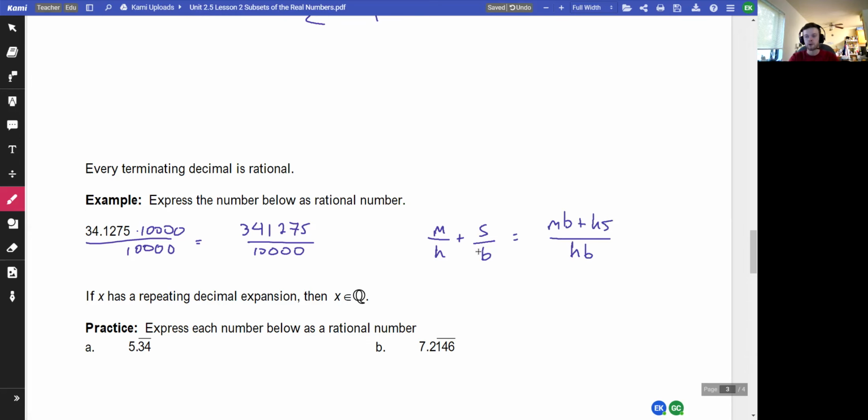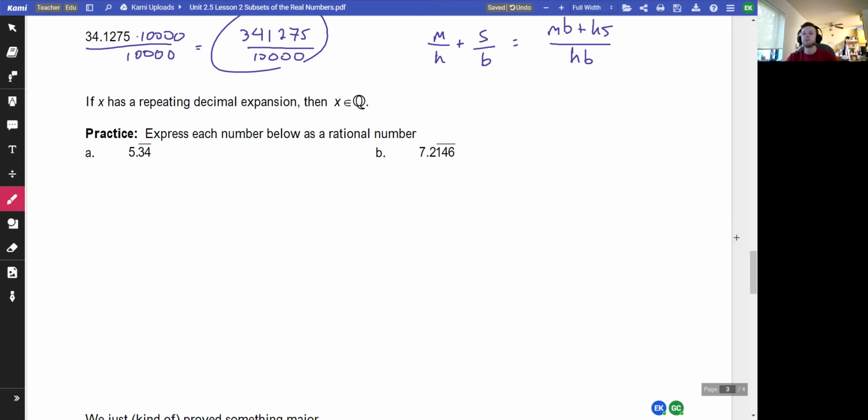So you could also break this up into 34 plus 1/10 plus 2 100ths plus 7 1,000ths plus 5 10,000ths, which will simplify this. Any terminating decimal is rational. More complicated question: any repeating decimal, 5.34, 7.2, 146, 146, 146, 146. Any repeating number is apparently rational according to this piece of paper, which is as legit as Wikipedia.